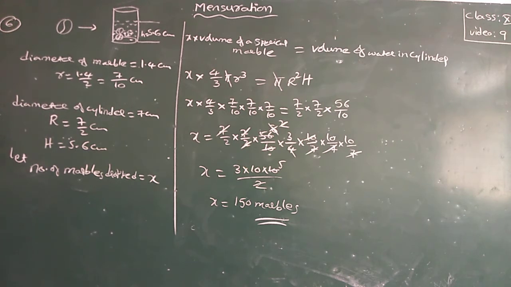10 10 cancel, 7 2 7s cancel, 7 1s are 7, 8 4s are 2... 1s are 4, 2 2s are 2, 2 cancel. Now left is 3 into 10 by 2, 2 5s are 5, 5 3s are 15, 15 10s are 150 centimeter. 150 marbles are there.